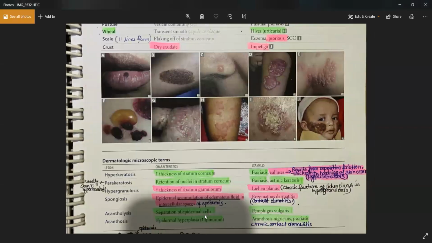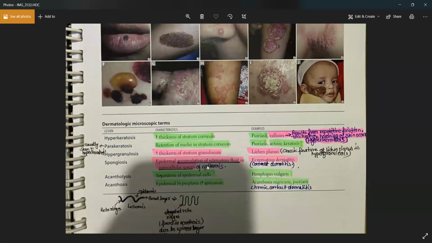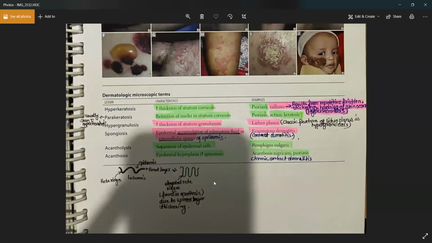Okay, then some microscopic terms, which will be very helpful if you remember them on the biopsy of the patient. The first one is hyperkeratosis. That means hyperproliferation of the stratum corneum, which is the outermost layer of keratin. You will have skin thickening and a kind of plaque formation because of that. This condition is seen in psoriasis and in callus. And callus generally involves the skin of the palms and the soles.